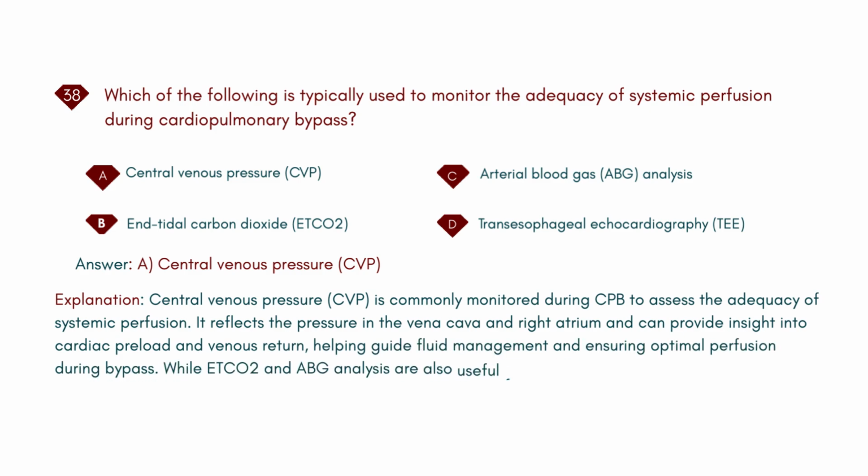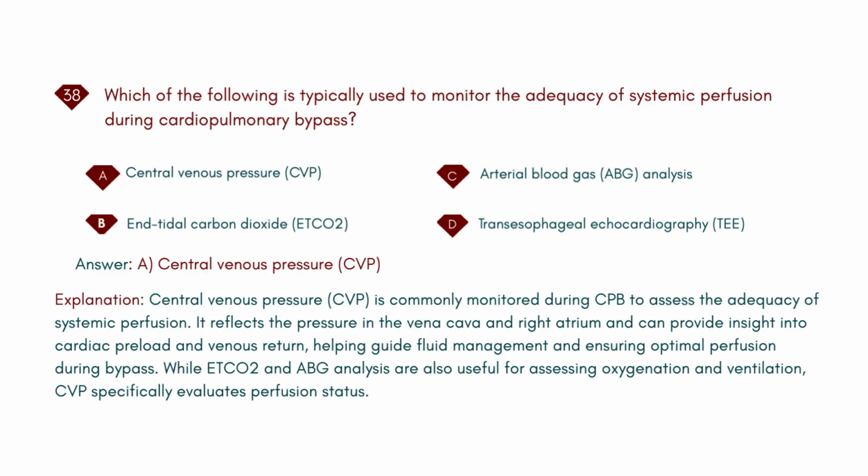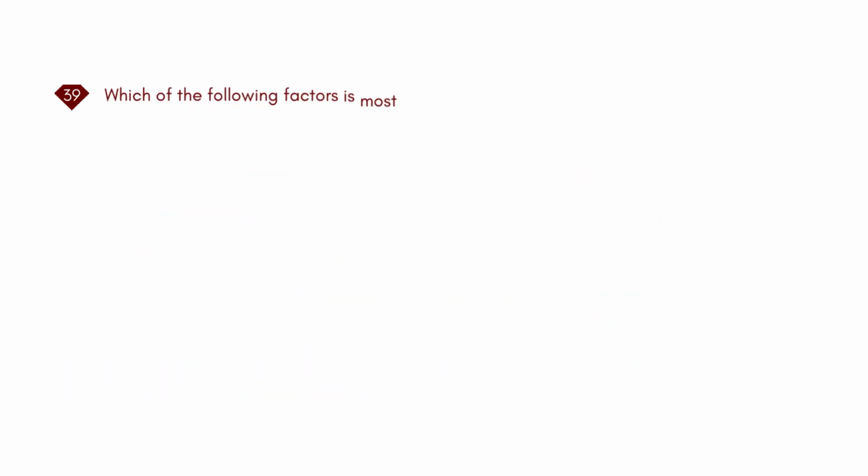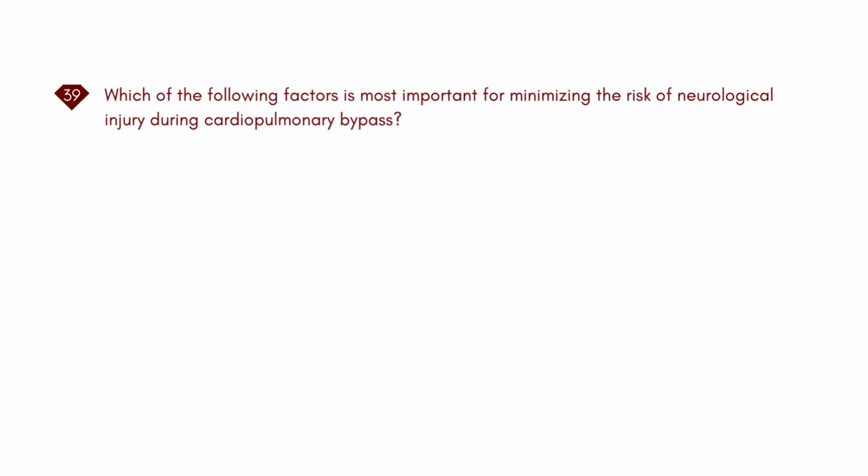perfusion. It reflects the pressure in the vena cava and right atrium and can provide insight into cardiac preload and venous return, helping guide fluid management and ensuring optimal perfusion during bypass. While ETCO2 and ABG analysis are also useful for assessing oxygenation and ventilation, CVP specifically evaluates perfusion status. Which of the following factors is most important for minimizing the risk of neurological injury during cardiopulmonary bypass?